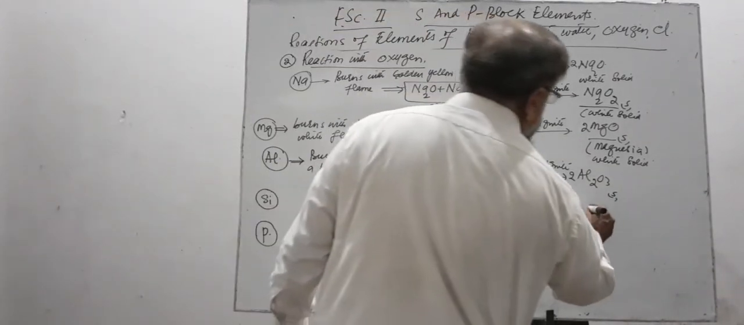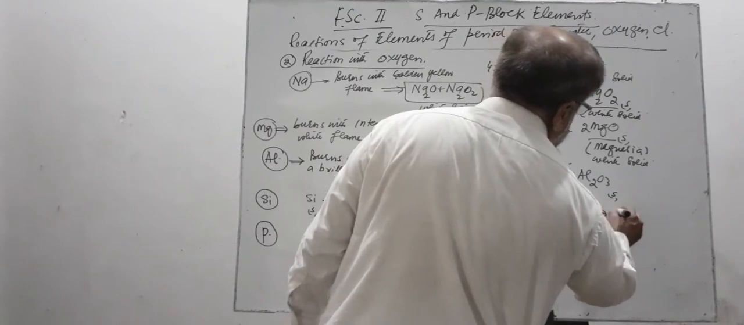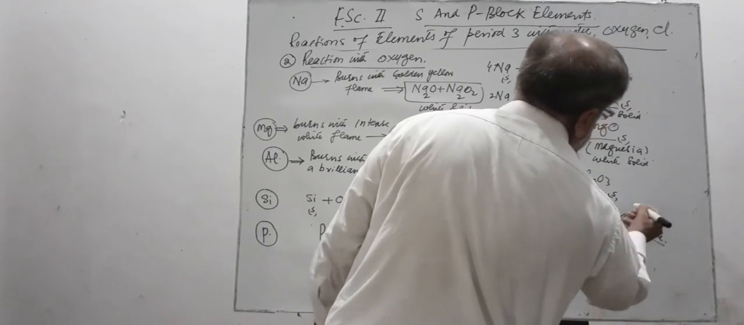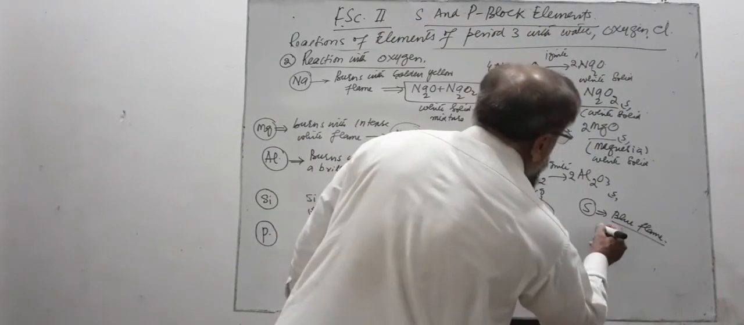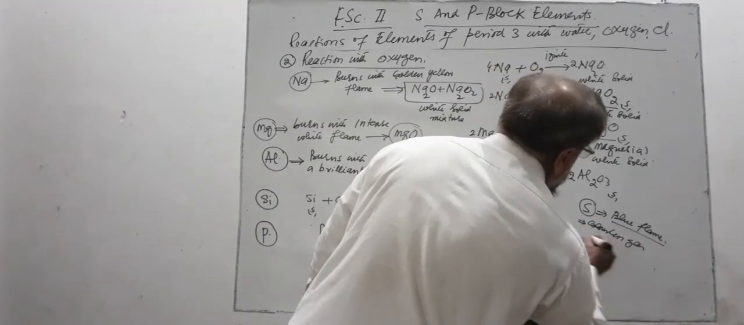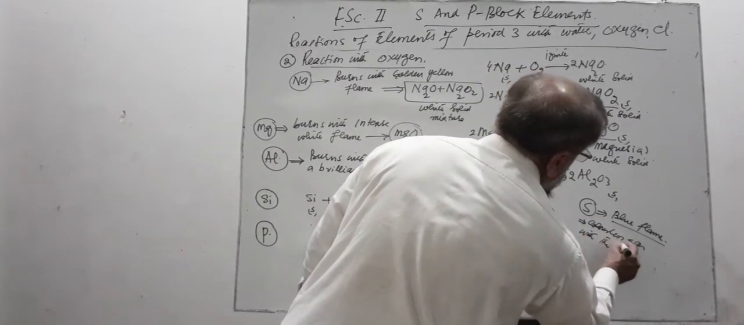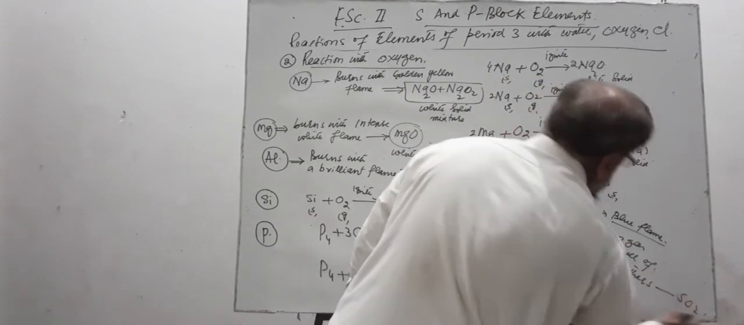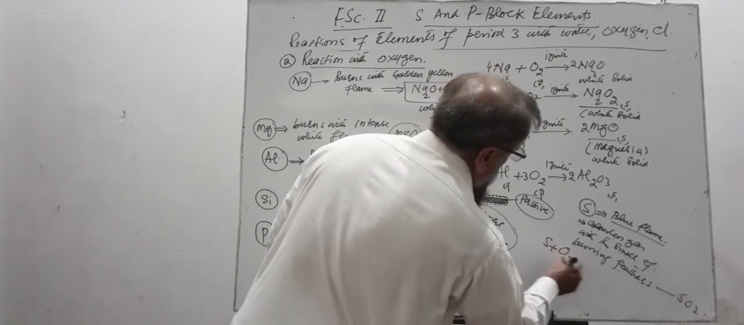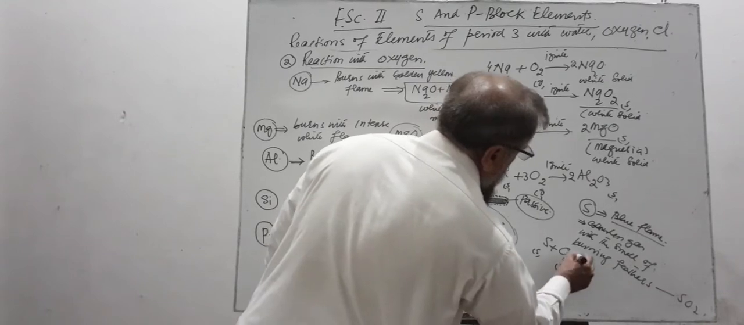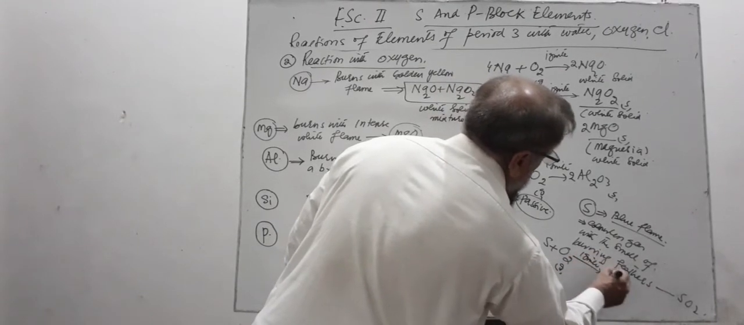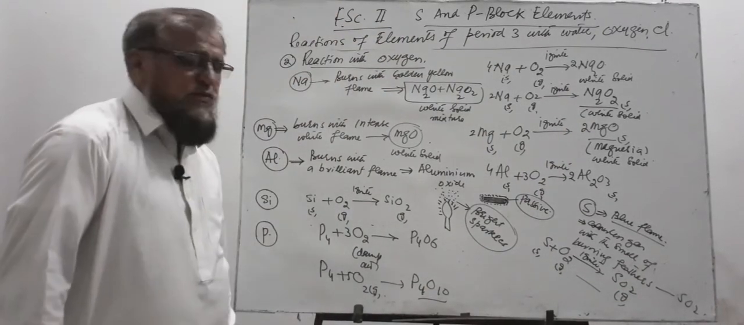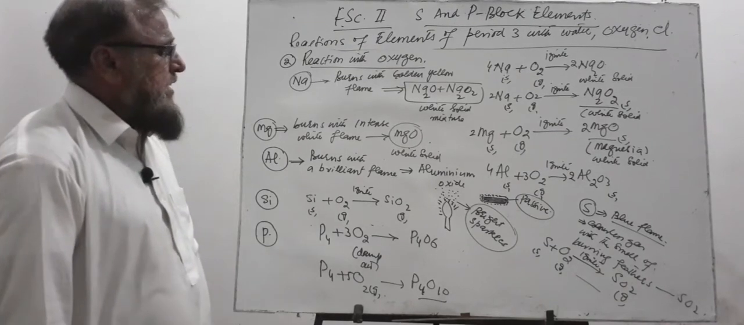Sulfur burns with a blue flame in oxygen, light blue flame, and produces a colorless gas with the smell of burning feather, that is sulfur dioxide. Sulfur dioxide gas is formed: S plus O2, sulfur solid, oxygen gas is present in air. We ignite sulfur and we get sulfur dioxide. The flame color is light blue, and the product formed is sulfur dioxide, which is a colorless gas with the smell of burning feathers.